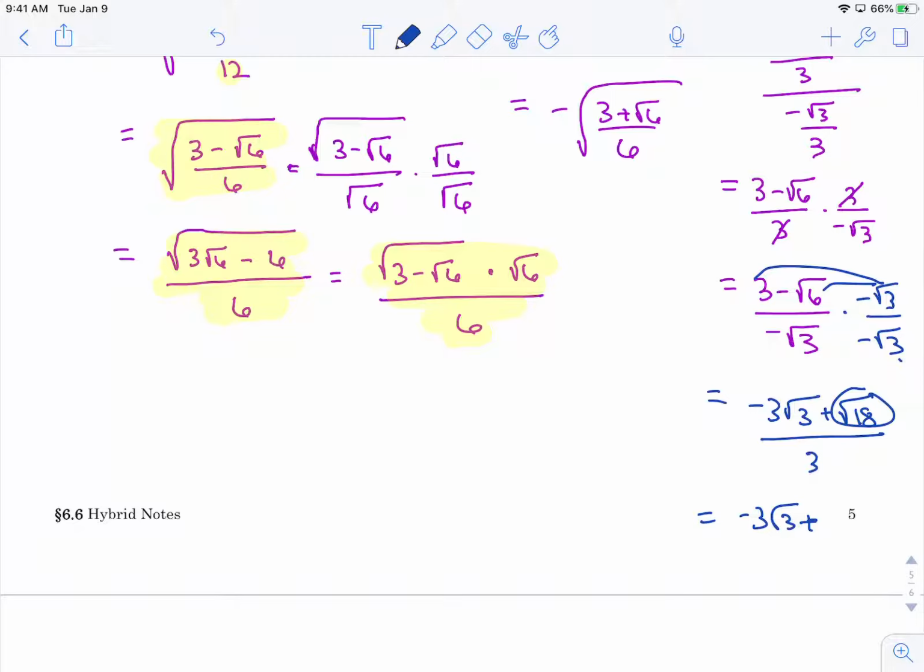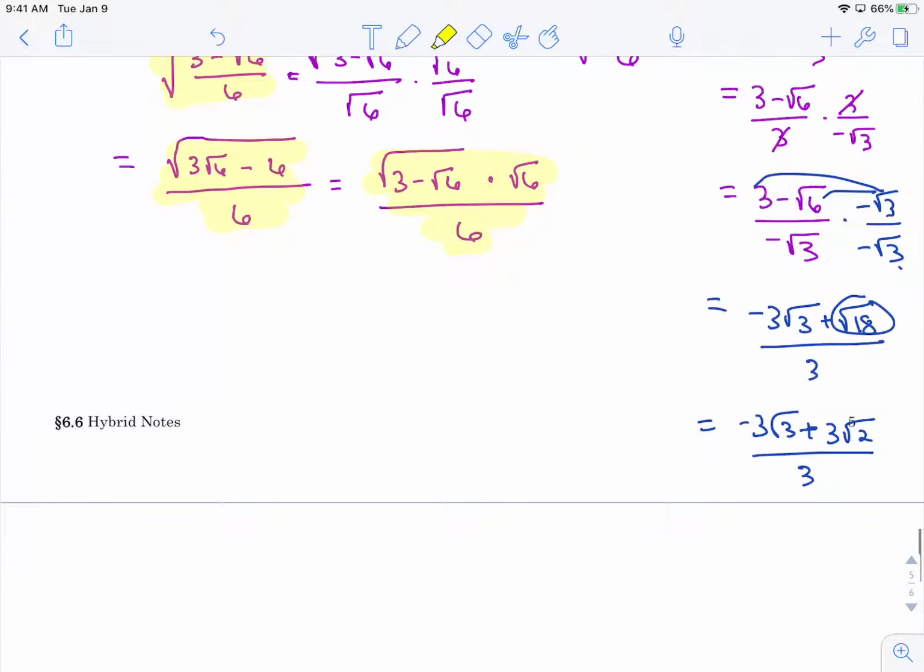18 simplifies to 3 root 2, and then this is over 3. And then we have here these 3's can all be reduced since they are all there. So we have negative just root 3 plus root 2. And this is, in fact, a negative, right? Because negative root 3 is bigger than root 2. And that is your answer. So you can go this far. Pretty rad if you do.